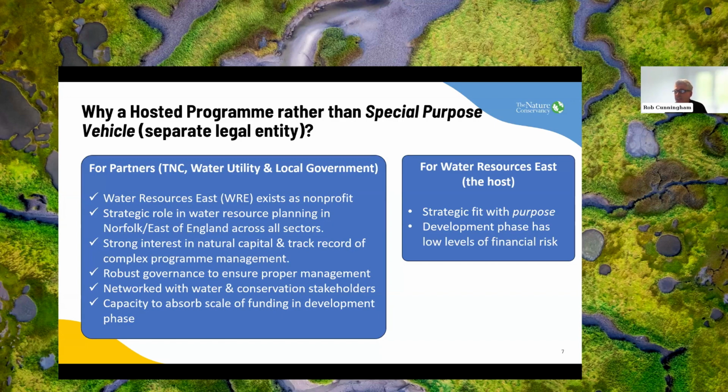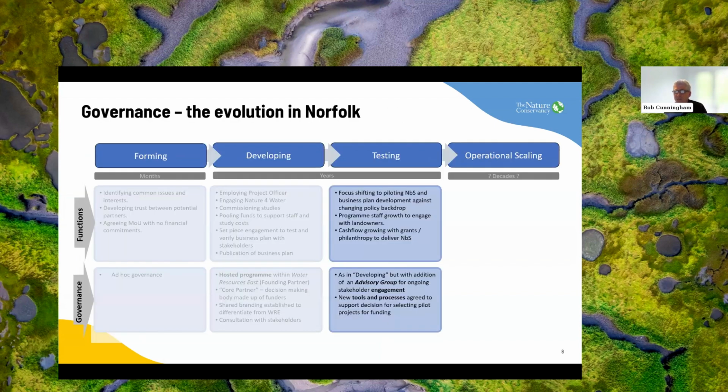And for Water Resources East, like I said, there's a really great strategic fit with its purpose, but also low levels of financial risk. They really didn't want to take on a multi-million pound program, because the total turnover of Water Resources East is in the order of £2 or £3 million a year. So they didn't want it to become disproportionately large, but in this development phase, it worked perfectly.